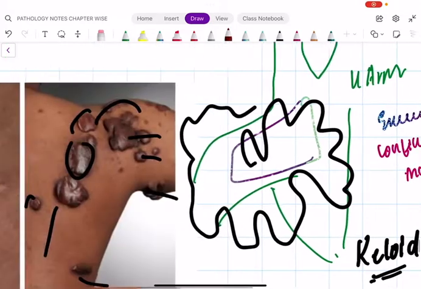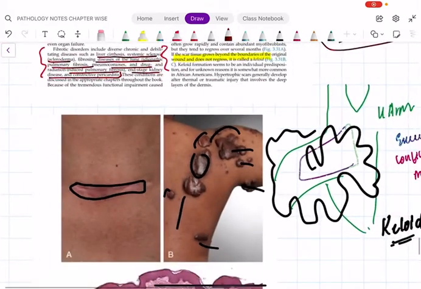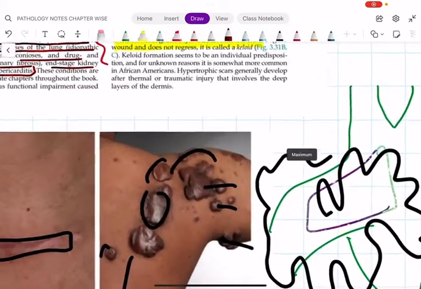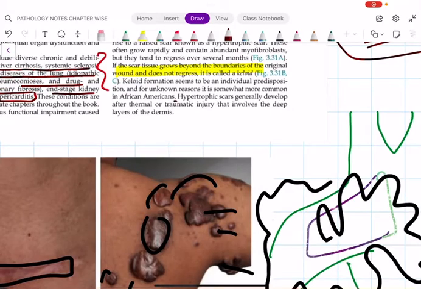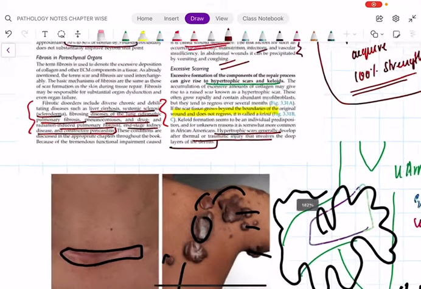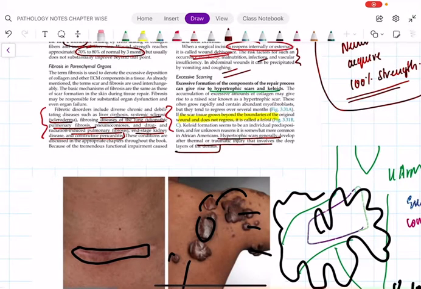It won't disintegrate, as you can see in this picture. Fine? Yes. And hypertrophic scars generally develop after some thermal injuries, which involve the deep layer of the dermis. And in keloid formation, there are some predisposing factors. It is more common in African Americans. The reason for the same is not known.